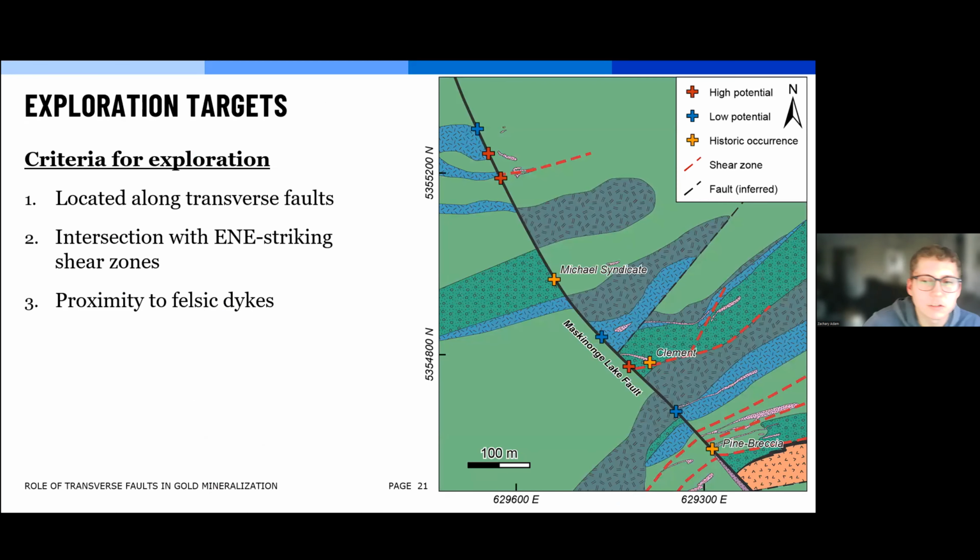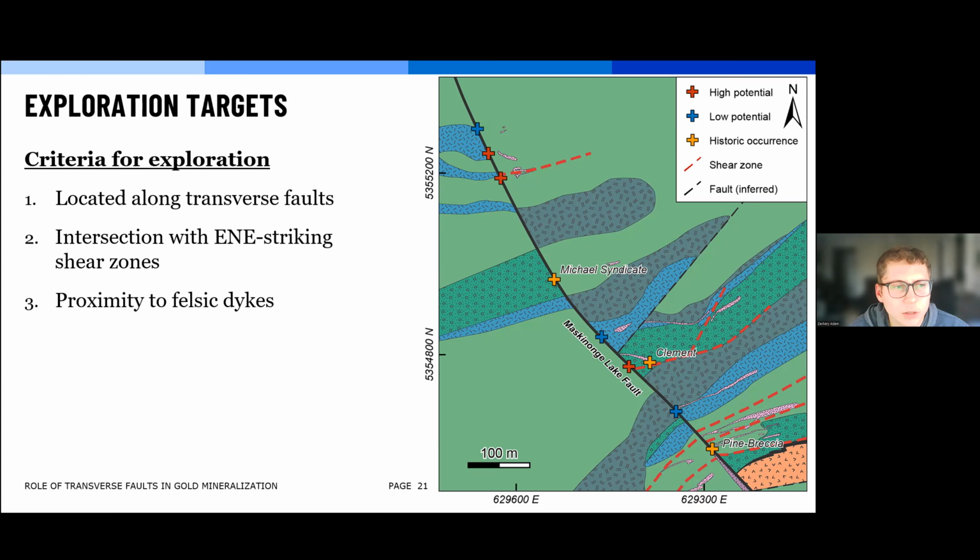And so using the findings from this, the Pine Breccia gold occurrence, we can develop a set of criteria for other favorable exploration targets, not only along the Maskinonge Lake fault, but other late northwest faults in the area, because there are a decent amount of them. The first criteria being that they're found along strike of high angle faults to these regional structural trends. These faults act as a dominant conduit for fluids, as we can see with the main vein at Pine Breccia. But we also see along strike two other subsidiary gold occurrences, the Clement occurrence and the Michael Syndicate shaft.